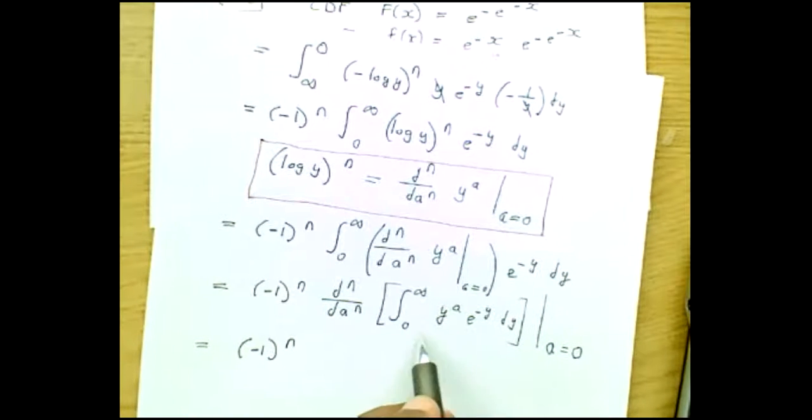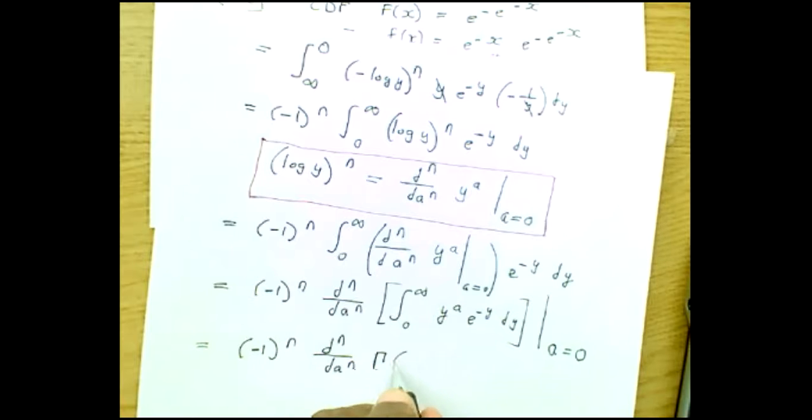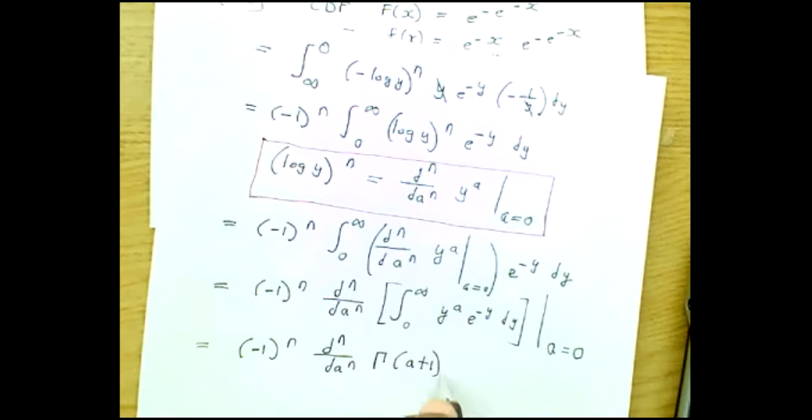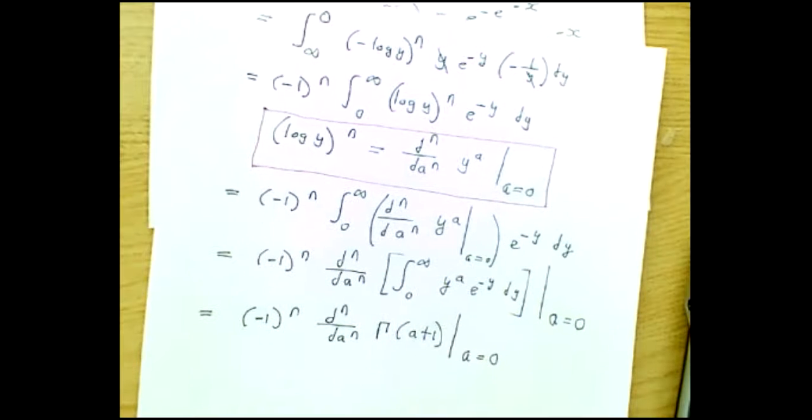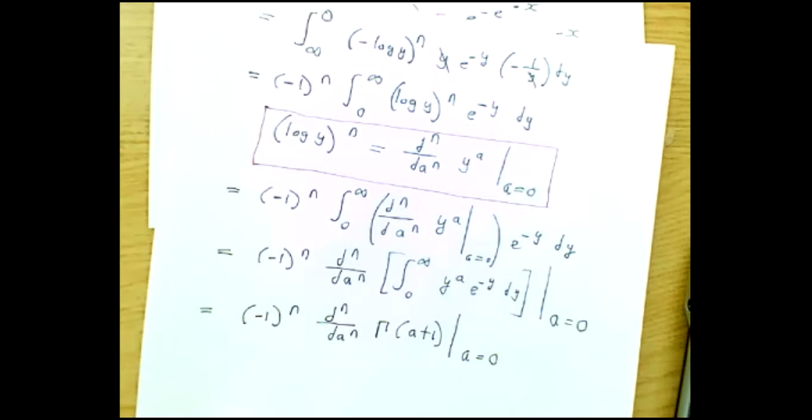Now you recall this integral is the gamma function at a plus 1. So this is... okay. So this is the expression for the nth moment in the case psi equal to 0. So we have derived the expectation of x to the power n in all three cases, right?